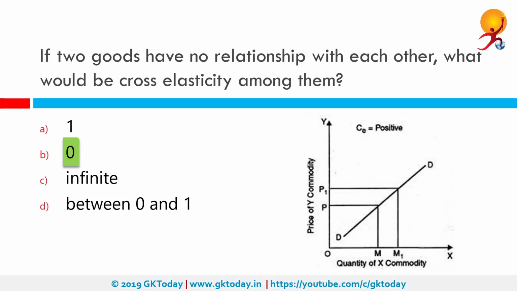It is always the case with goods which have perfect substitutes for one another. Cross elasticity is 0 if a change in the price of one commodity will not affect the quantity demanded of the other. In the case of goods which are not related to each other, cross elasticity of demand is 0.